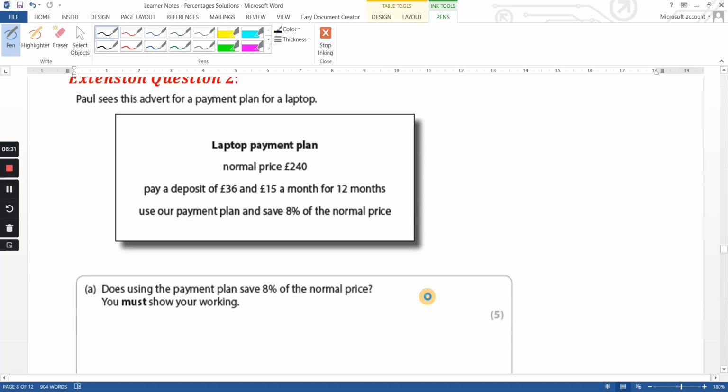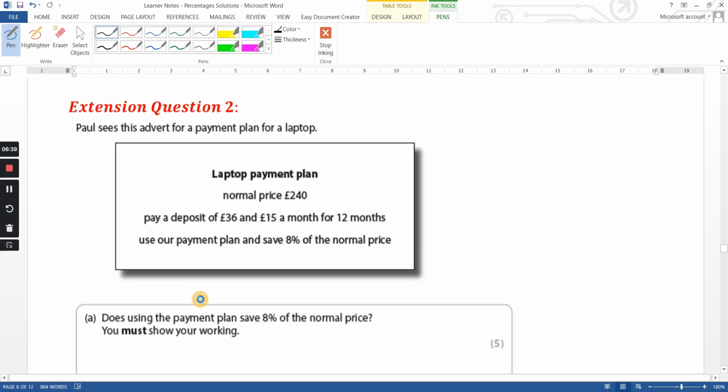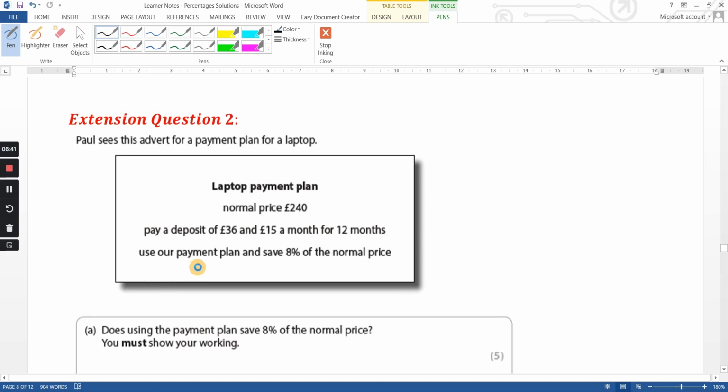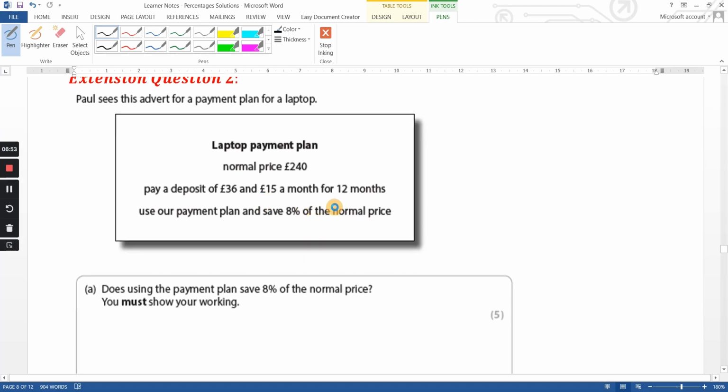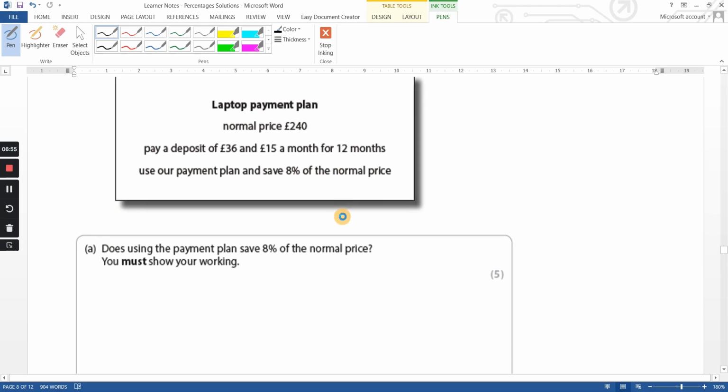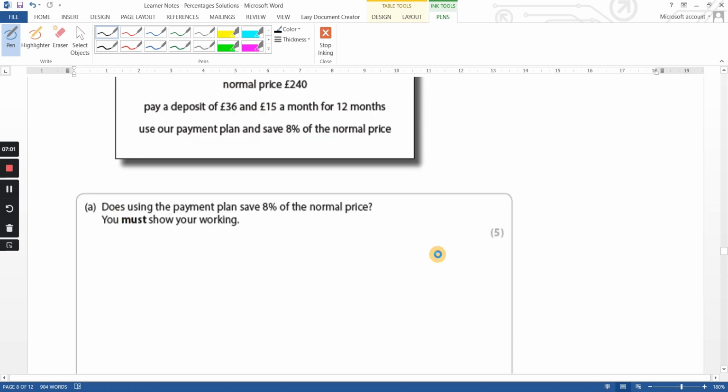Okay. So, we're comparing the normal price with the payment plan. Yes, two different things. Use our payment plan. So the payment plan is you pay a deposit of £36 and then you've got £15 a month for 12 months. So we'll have to do 15 times by 12. Let's write down the normal price.